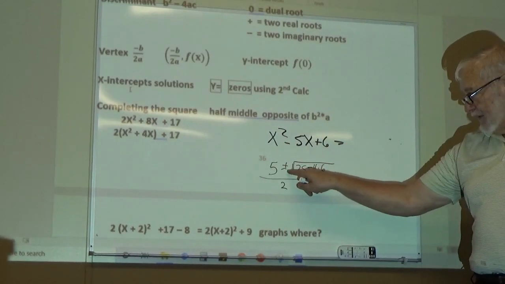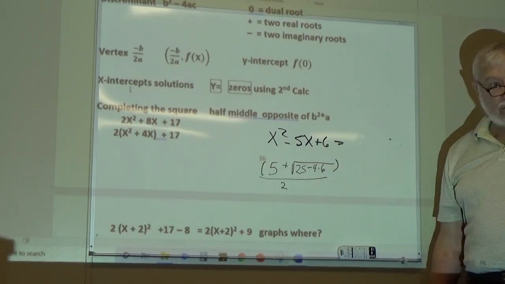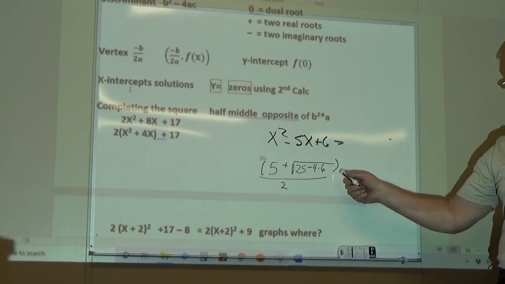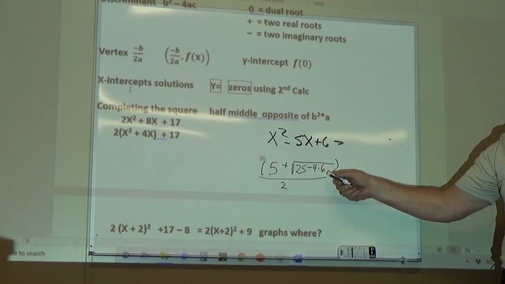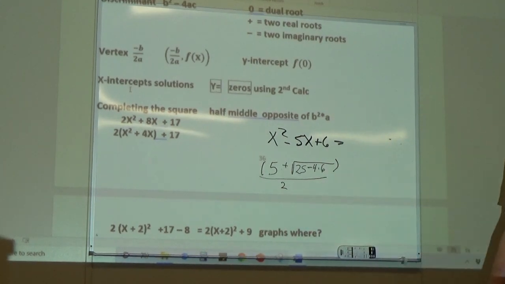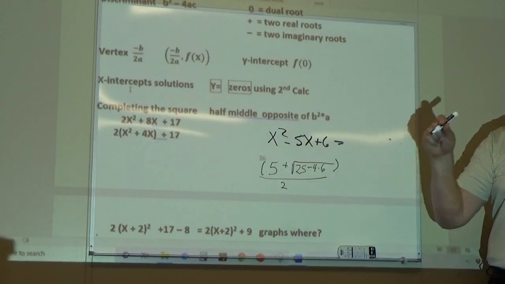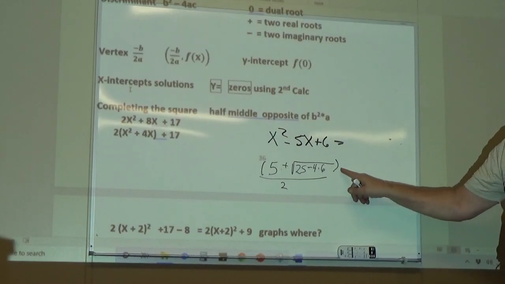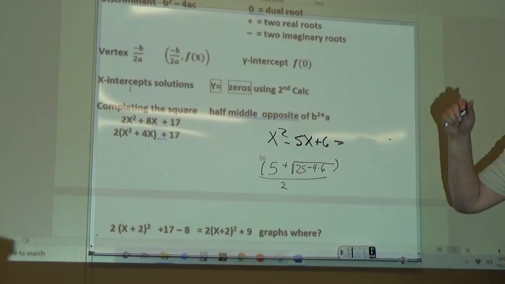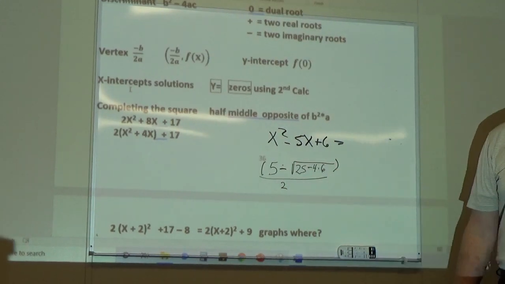So I have to put in the calculator, depending on the values of the calculator, parentheses 5 plus square root of 25 minus 4 times 6, close parentheses for the numerator, divided by 2. The newer calculators set this up as a fraction, so you have to use the arrow key to come out instead of that parenthesis. And then you do second calc, come up here and change that to a minus, and it gives you both of them.